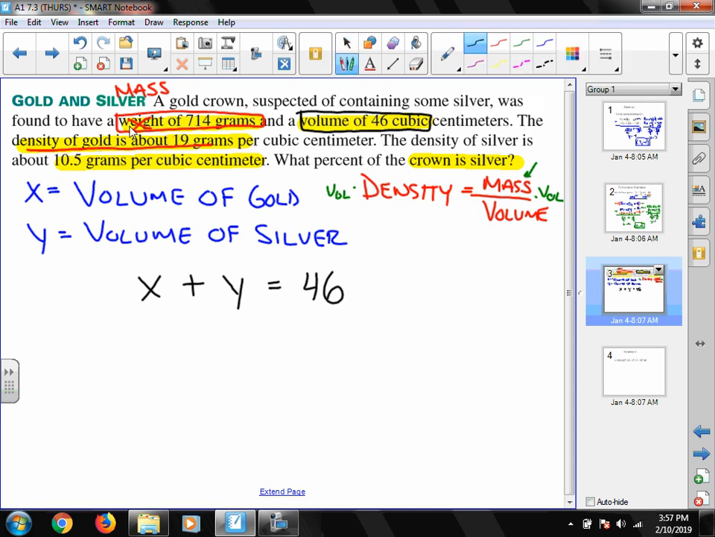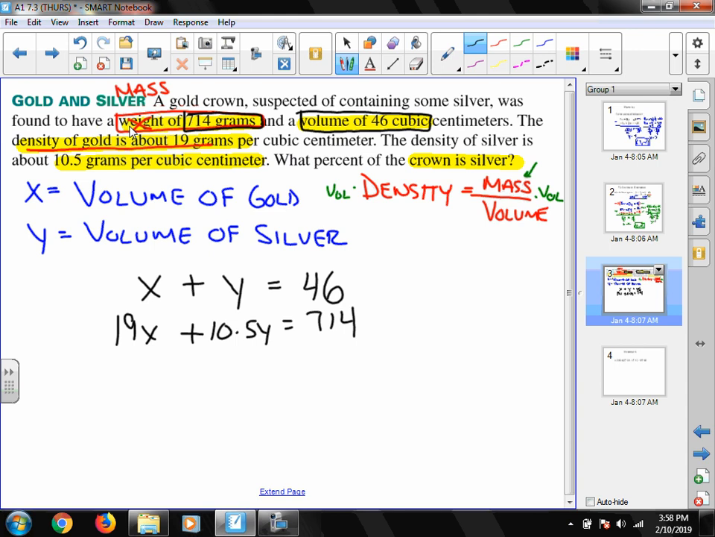This one is going to use this 714 grams, and we're going to get 19x plus 10.5y, and that has to equal that weight, 714.